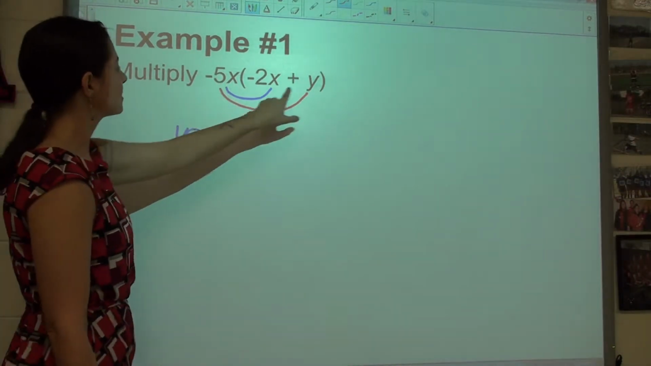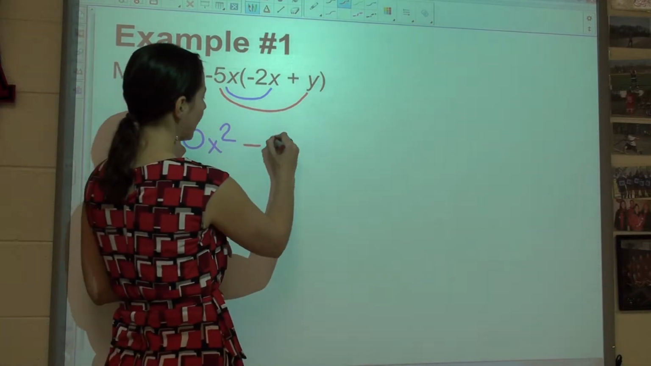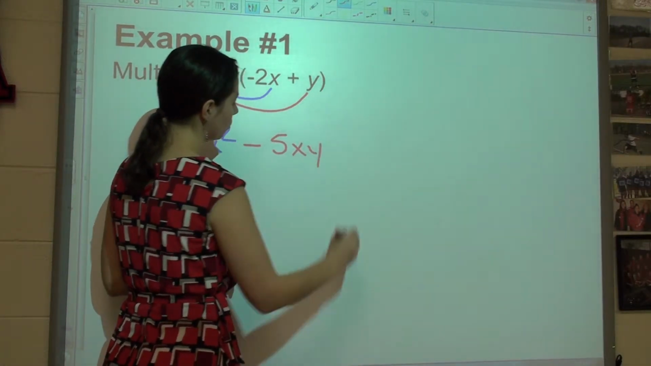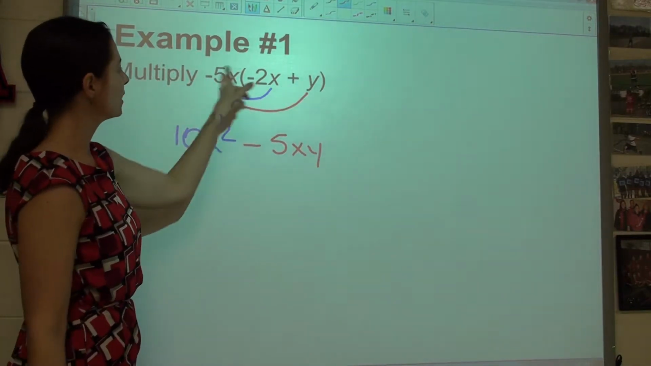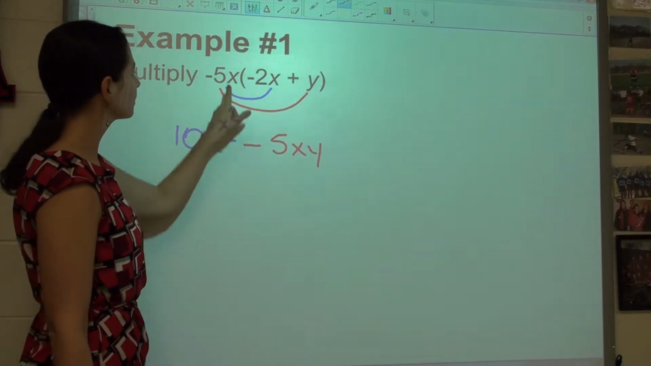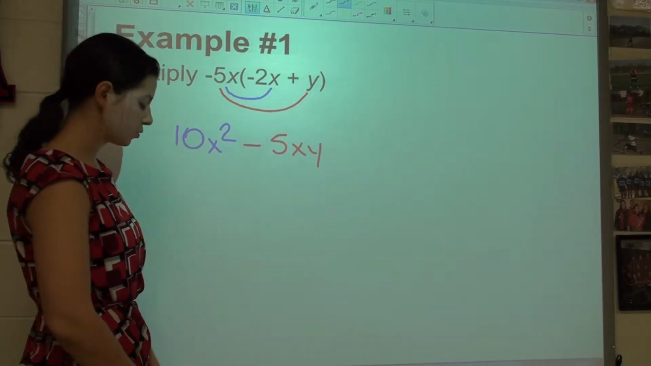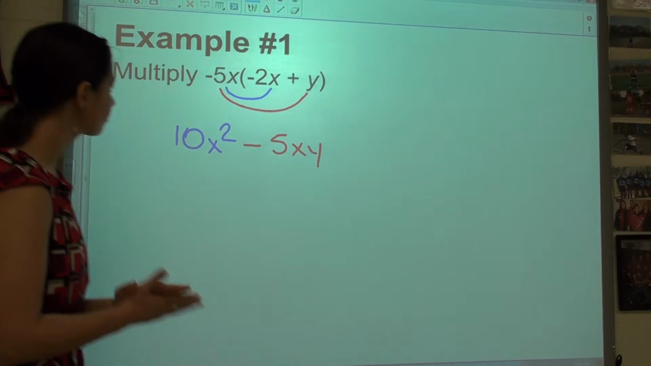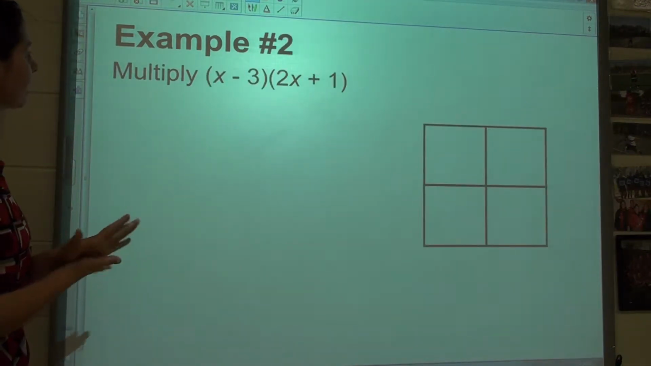For negative 5x times y, you're just going to have minus 5xy. Since there's a 1 here, negative 5 times 1 is negative 5x, and then x times y is just xy. Let's do something a little more complicated.